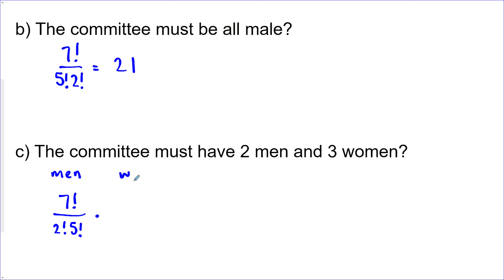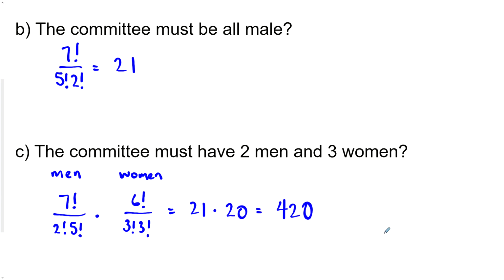Now for the women, we are going to have 6 of them to choose from, and we want 3, and we don't want 3. And we calculate these numbers separately and multiply them because that's the fundamental counting principle. So this is 21 times 20, and that equals 420 ways to make the committee with these requirements.